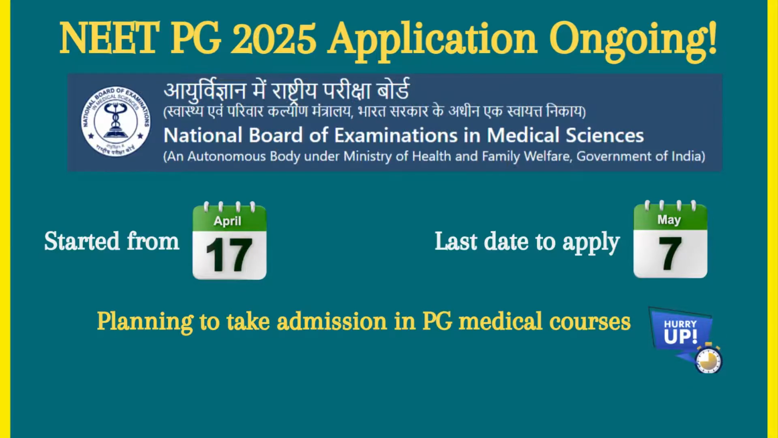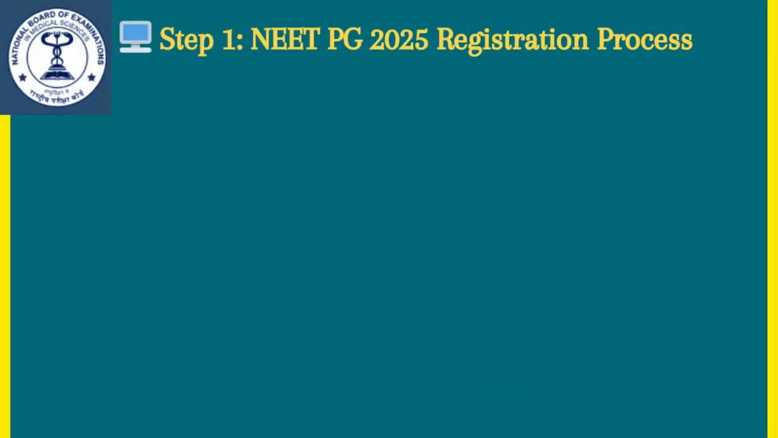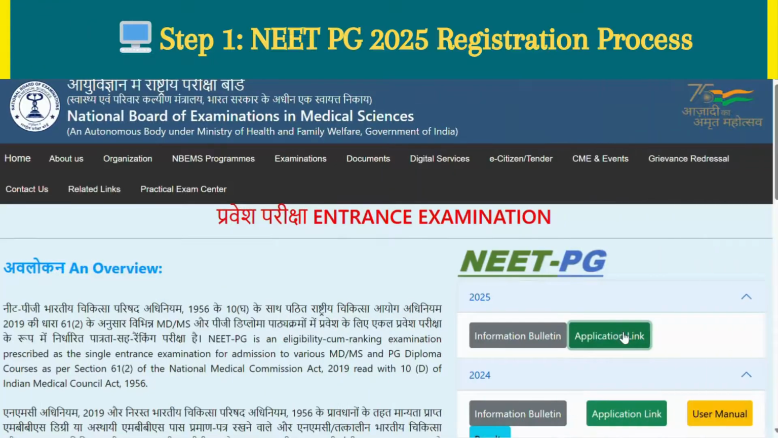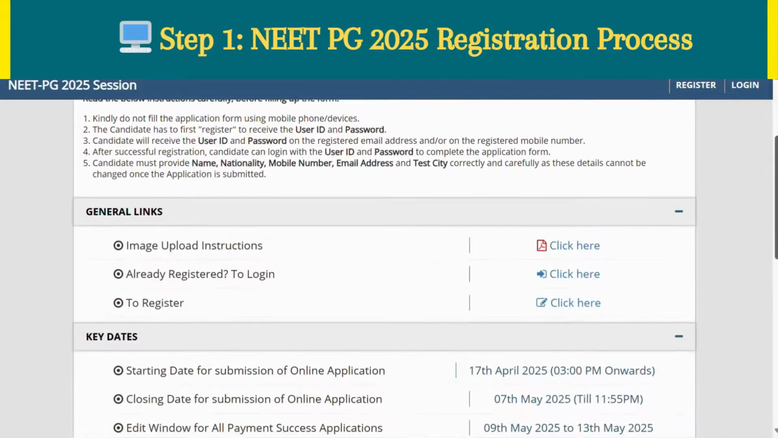This video of Shiksha brings you the step-by-step procedure on how to fill the application form of NEET PG 2025. The first step is to visit the official website of NEET PG, which is nbe.edu.in, and select NEET PG on the home page. Click on the application link on the right side of the page, which leads you to the registration page.